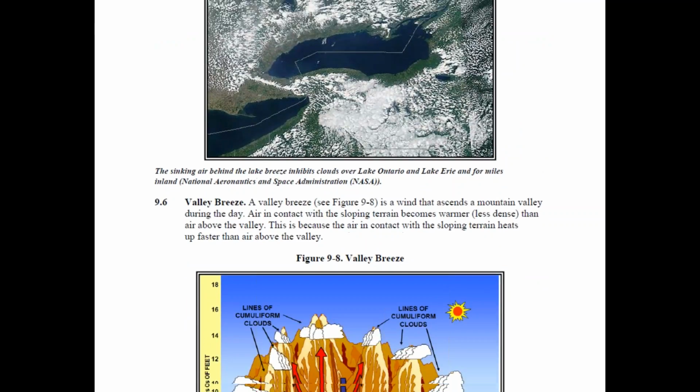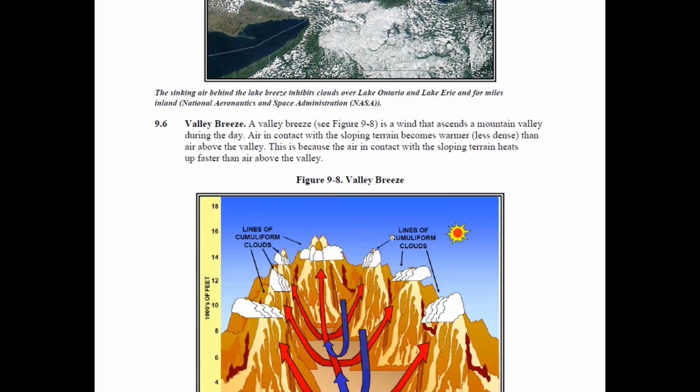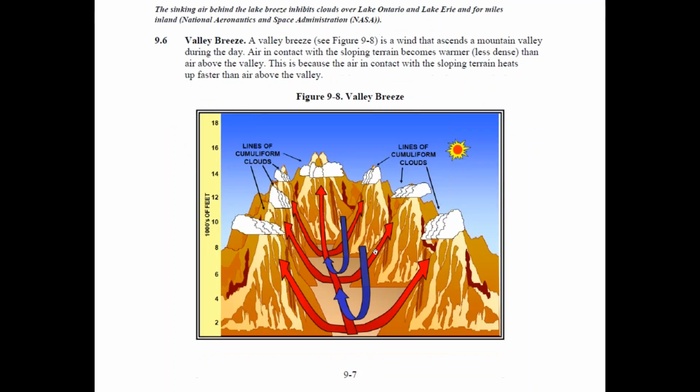A valley breeze is a wind that ascends a mountain valley during the day. Air in contact with the sloping terrain becomes warmer, less dense than air above the valley. This is because the air in contact with the sloping terrain heats up faster than the air above the valley. So you do see that a little bit around here, where the air likes to move up slope.